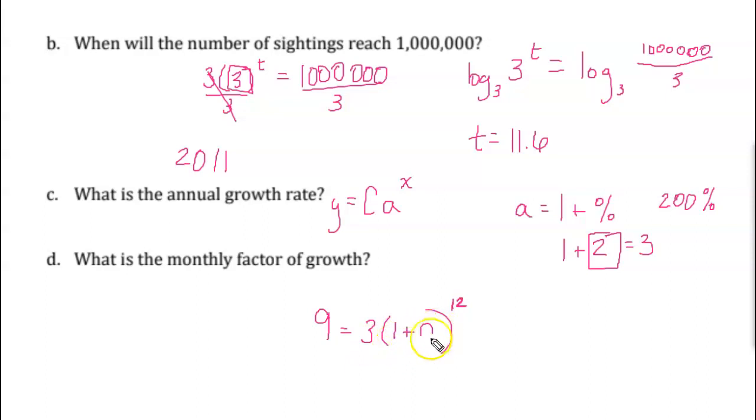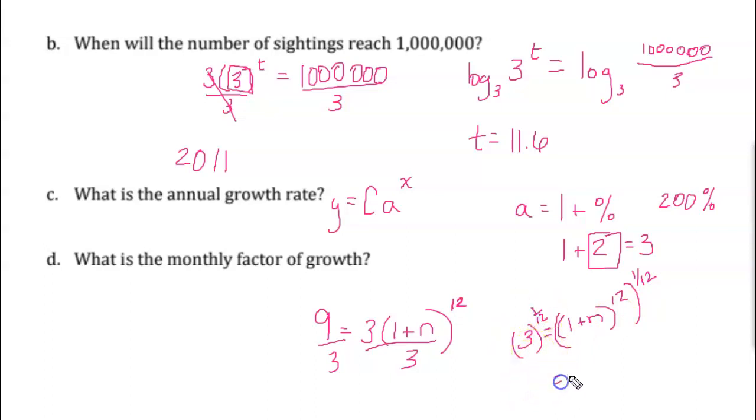So if I started with 3, and then I had some monthly growth rate, that's what this is, and then we want it to end up tripling. So we can divide by 3 and say, okay, 3 is equal to 1 plus whatever that growth rate is to the 12th power. And if you remember, if we want to get rid of a power, we are either going to have to take its root, or you could do a fraction exponent and take it to the 1/12th power, its reciprocal power. So I can take that to the 1/12th power.